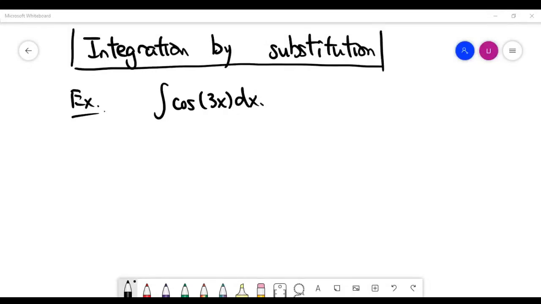So in this video, we'll look at integration by substitution. And as an example, as the first one, we'll integrate cosine of 3x. And this substitution method conceptually is quite similar to what you learned in chain rule.